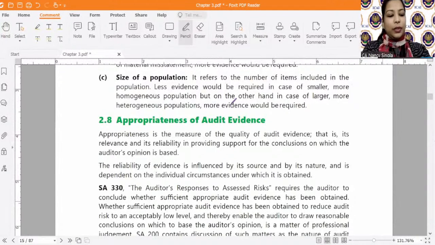Now let us try to understand this with the help of an example. So size of population. So let's take an example that the auditor is verifying the salaries. Okay? And it consists of, let's say, 1,000 salary transactions. And each of them is ranging between 20 to 25,000. So what can the auditor do? The auditor can take a small sample and can obtain audit evidence with respect to this sample. So I can say where the population is small and homogeneous, the auditor may obtain less audit evidence.